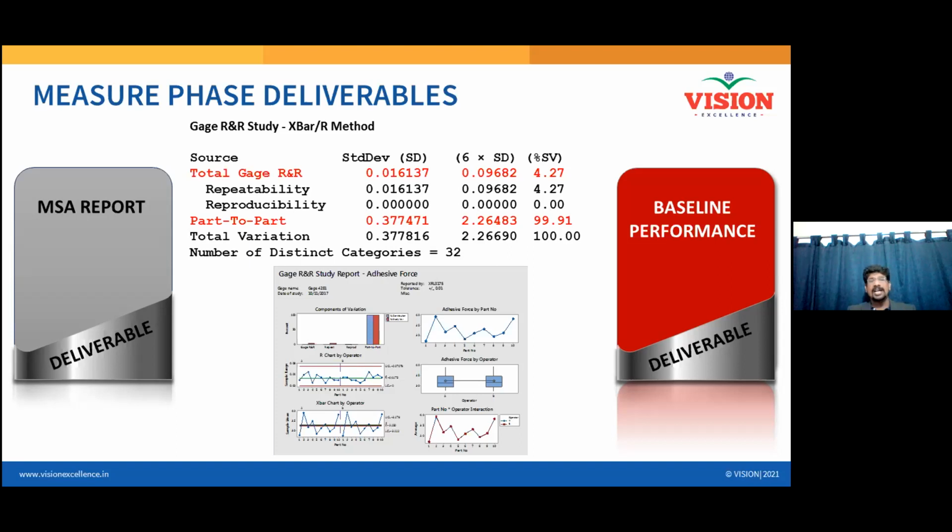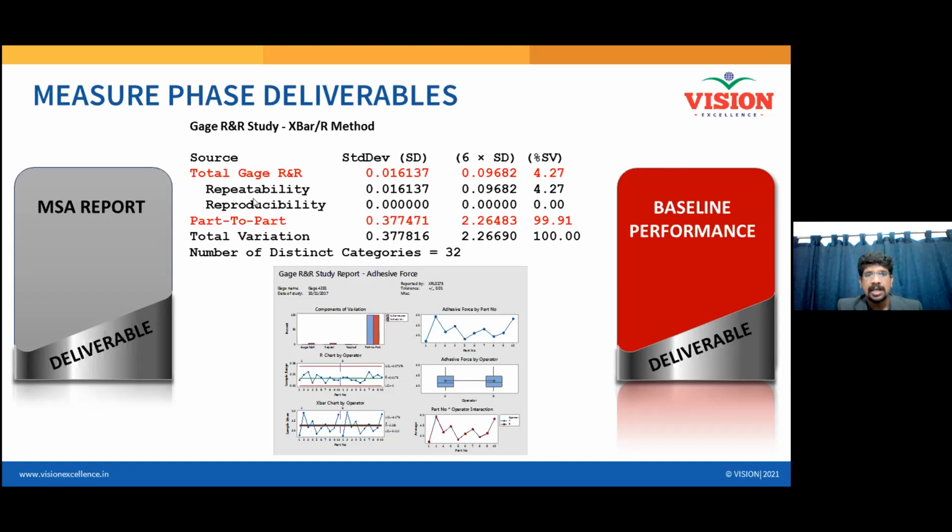So at the end of the measure phase, you will have a report generated from the measurement system analysis, which is very important to check whether the system is correct, adequate, capable, everything. Based on the measurement system only, you can go ahead and measure the baseline performance. Without a proper MSA report, you cannot go to the next stage of measuring the baseline performance.